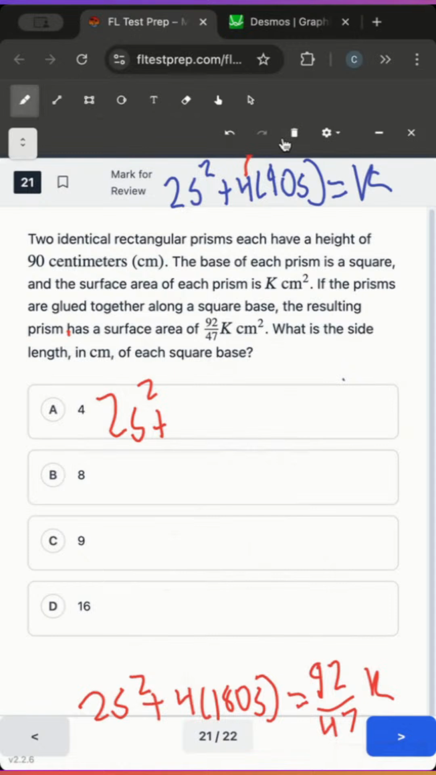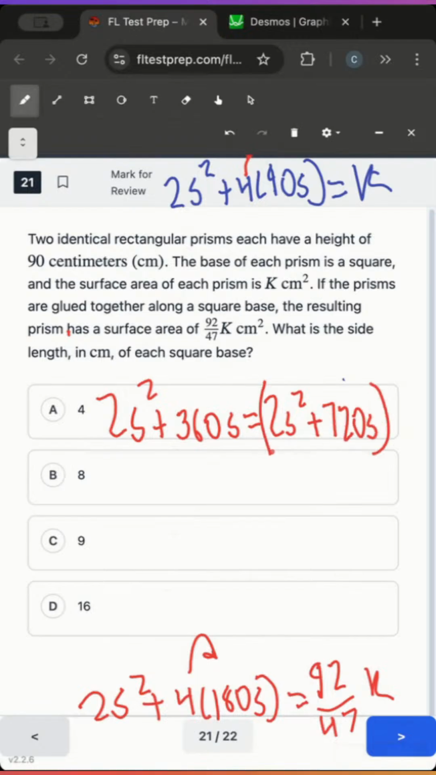4 times 9 is 36, right? So 4 times 90 would be 360. So it'd be 360s would be equal to my other 2s squared plus 4 times 180 would be 400 plus 320, which would be 720. But this would be multiplied by the reciprocal, because I moved this 92 over, 47 over 92.